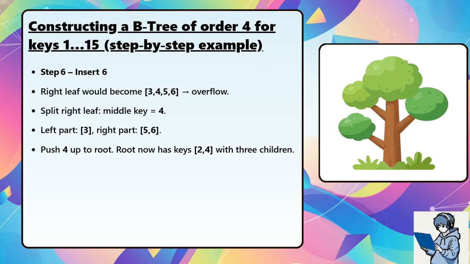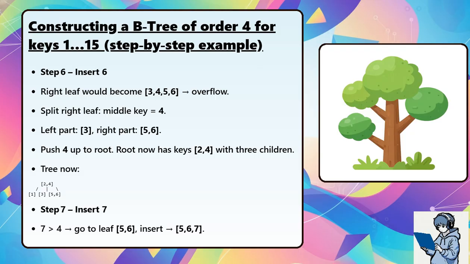The left part contains 3 and the right part contains 5 and 6. Push 4 up to the root. The root now has keys 2 and 4 with 3 children. The tree now has a root with keys 2 and 4 with 3 children: a left leaf containing 1, a middle leaf containing 3, and a right leaf containing 5 and 6.